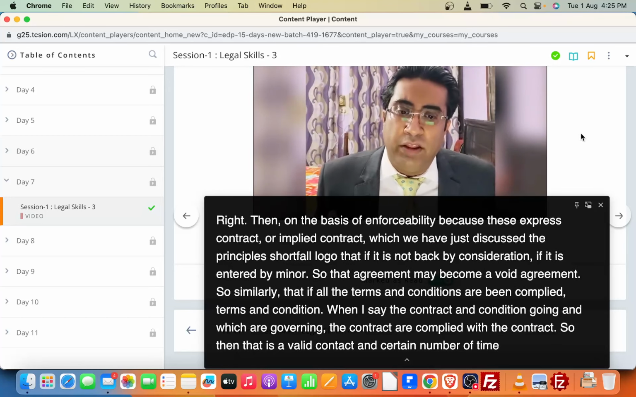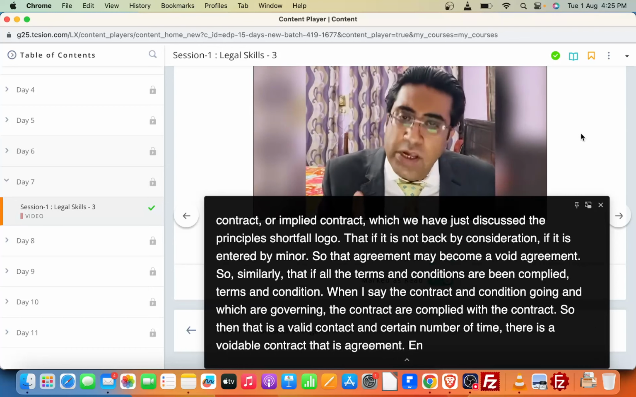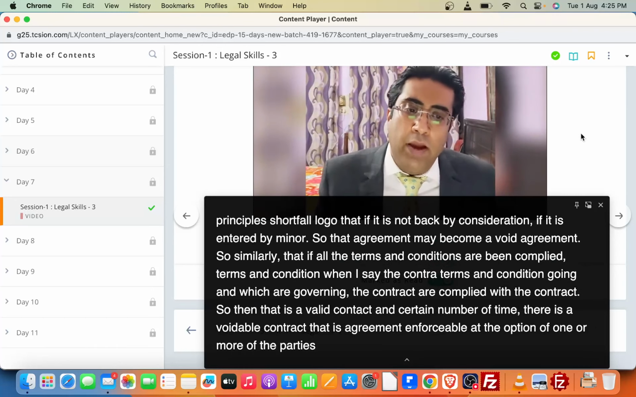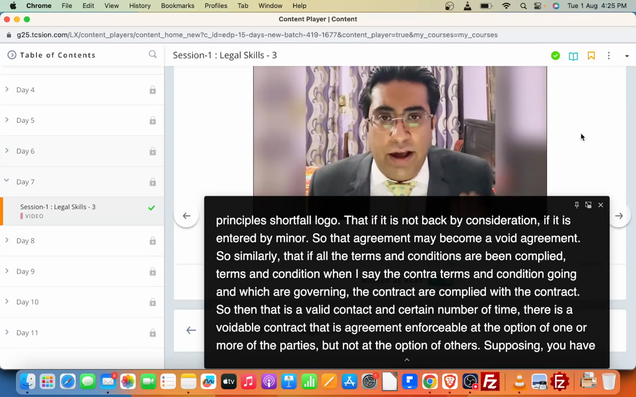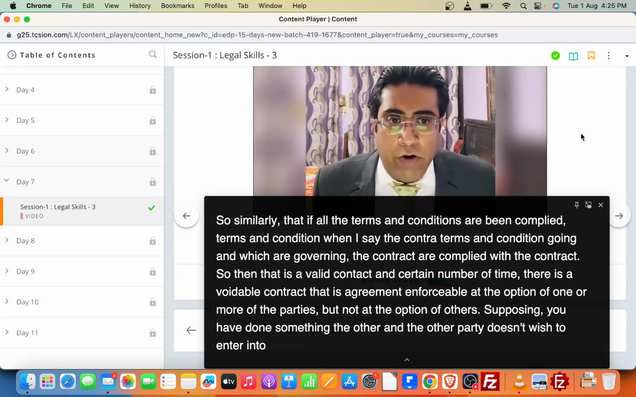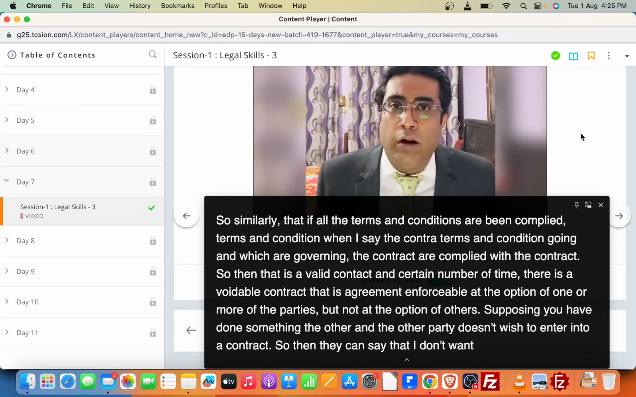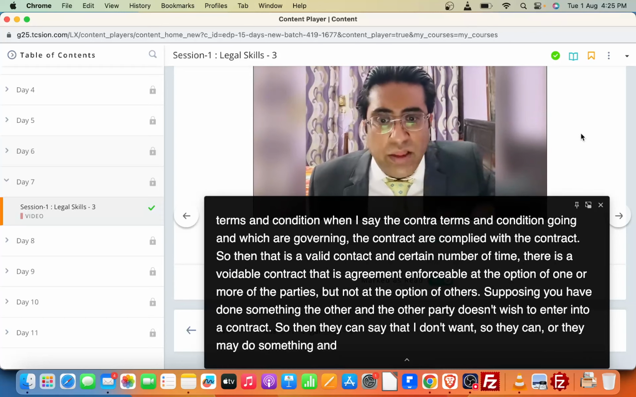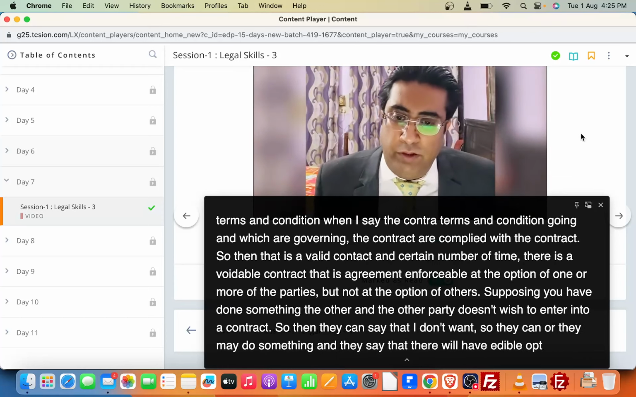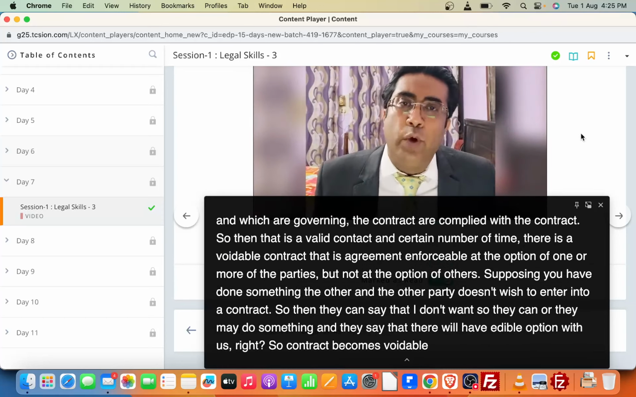And a number of times there is a voidable contract, that is, an agreement enforceable at the option of one or more of the parties, but not at the option of others. Supposing you have done something and the other party doesn't wish to enter into a contract, then they can say that they don't want it, so they have a voidable option. A contract becomes voidable due to absence of free consent.